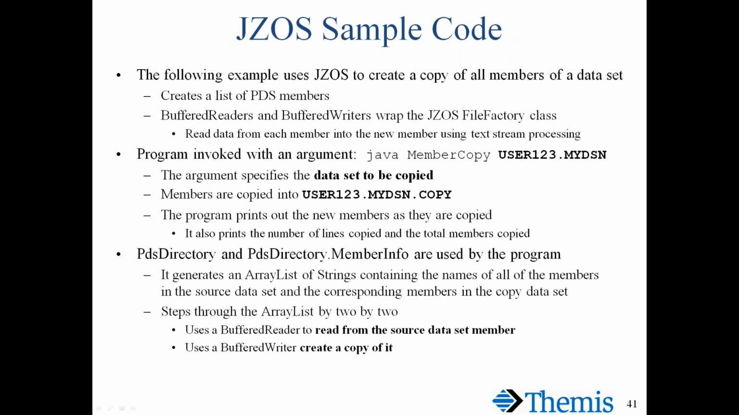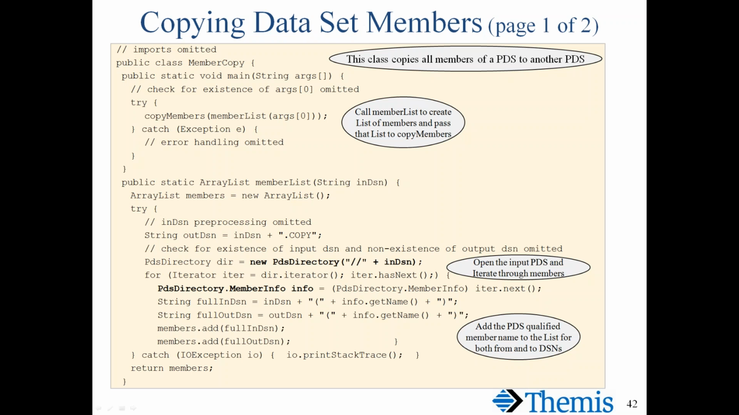Here we have some really extensive sample code that you can take a look at. There's a program called member copy, and what it does is it takes as input a PDS, and it goes through using JZOS library capabilities. It goes through the PDS and creates a list of members that need to be copied into a second PDS. You see in that third major bullet, PDS directory and PDS directory member info are the ways that we do that, as well as the typical Java approaches that make use of buffered readers and buffered writers to copy the actual contents of those members from one PDS member to the other.